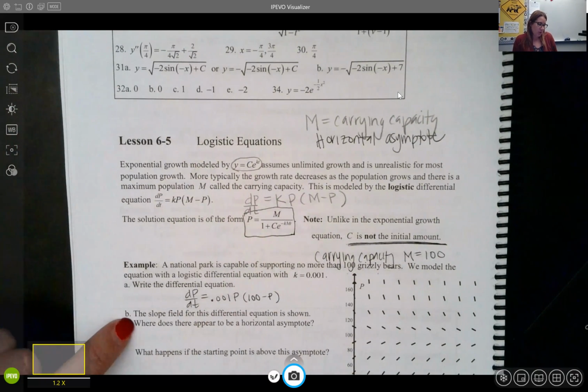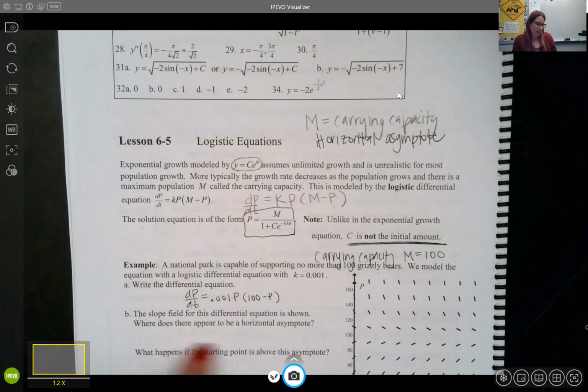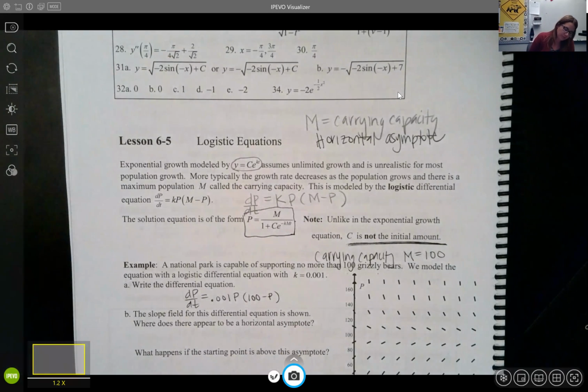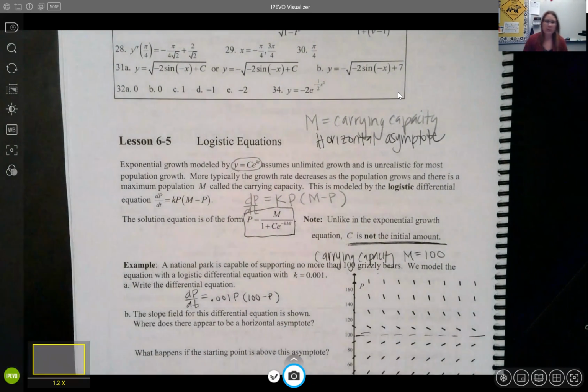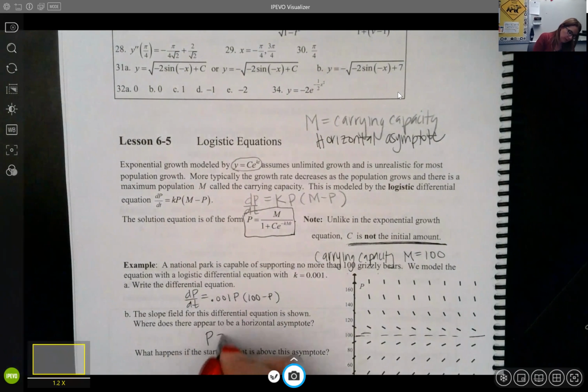Now it says the slope field is shown. Where does there appear to be a horizontal asymptote? Well, I kind of already gave you this away. But if I look over here at this equation, if it comes down this way, it's leveling off here. And if it comes up this way, it's leveling off here. So there's going to be a horizontal asymptote right here in the middle, which is at 100. Okay. So it says, where does it look like it's going to be a horizontal asymptote? It's going to be at P equals 100.